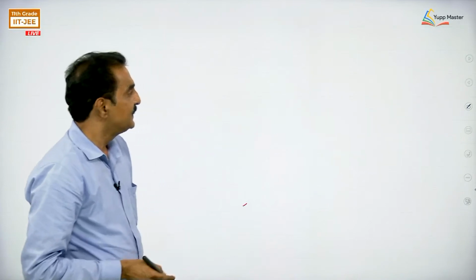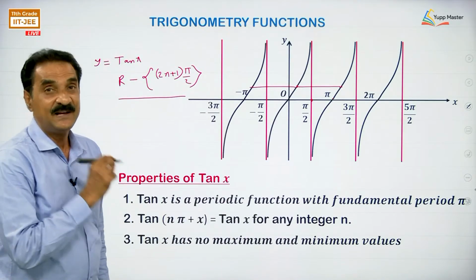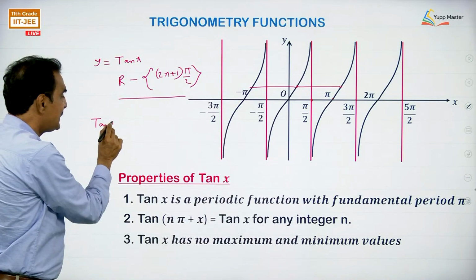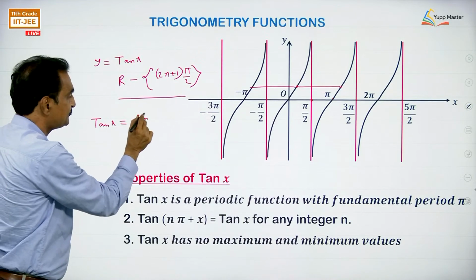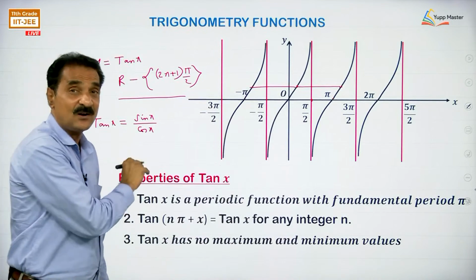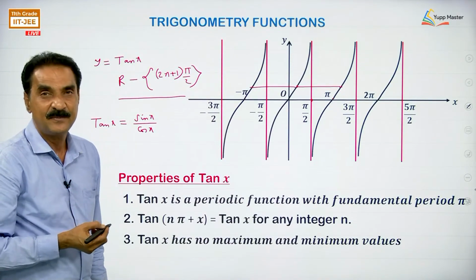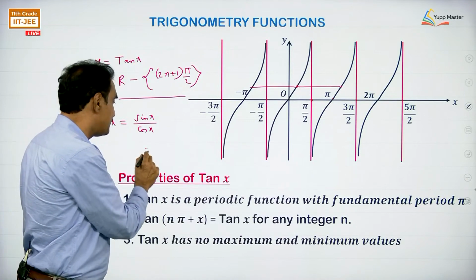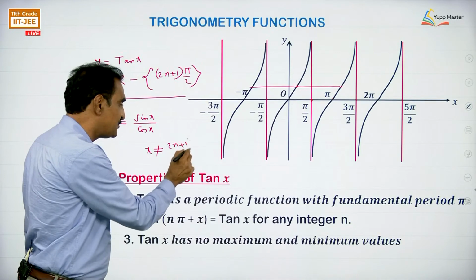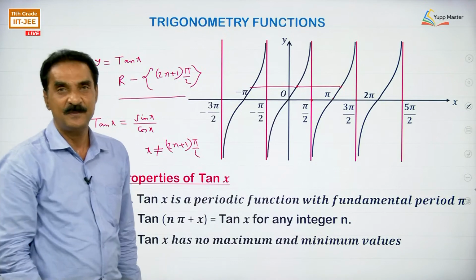Now you can tell the domain of tan x from sin x and cos x also. Tan x is sin x by cos x. Tan x is not defined whenever cos x is 0. Cos x will be 0 when x is an odd multiple of pi by 2. So tan x is defined when x is not equal to (2n plus 1) into pi by 2. So that is why we are subtracting (2n plus 1) into pi by 2.